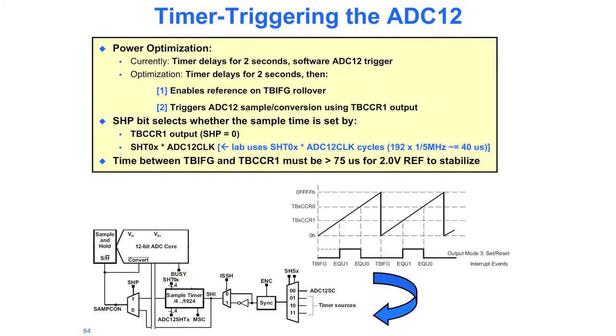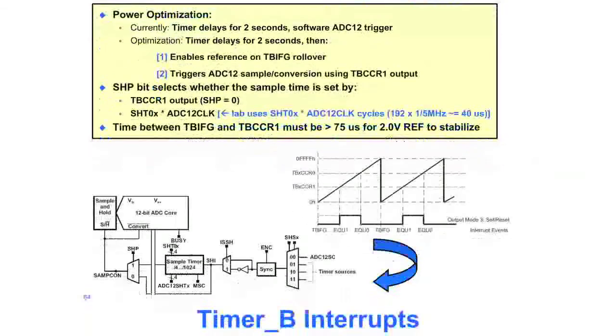This SHP bit down here selects whether the sample time is set by the timer B CCR1 output or this equation here. This is the one that we're going to use. At the speed that we're running, we're going to get about 40 microseconds there. So the time between timer B interrupt flag and timer B CCR1 has to be about 75 microseconds for the 2.0 volt reference to stabilize. Let's take a look at that a little closer.